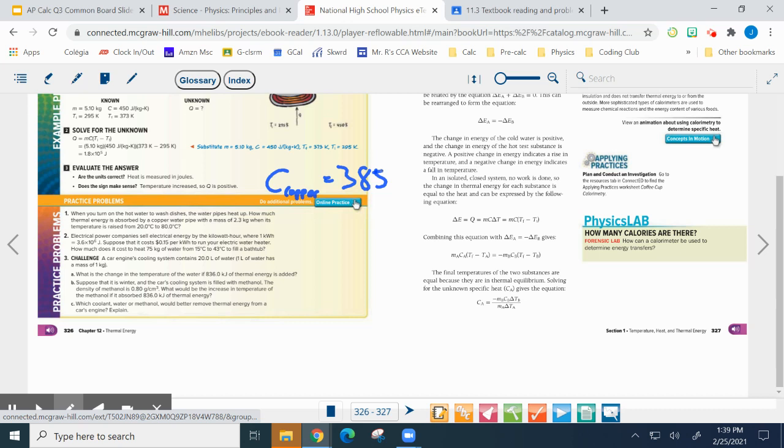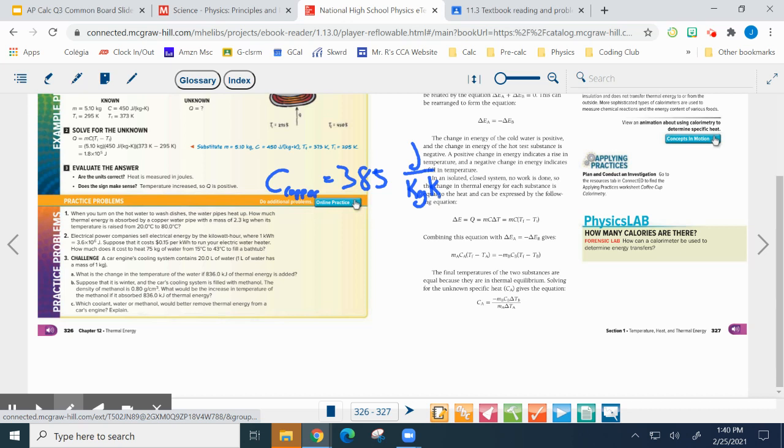That's joules per kilogram per degree Kelvin. So remember, that'll be 0.385 because on the internet it might say per grams instead of kilograms. Okay, so you turn on the hot water to wash dishes. The water pipe heats the pipes up. How much thermal energy Q is absorbed by the water pipe with a mass of 2.3 kilograms when its temperature is raised from 20 to 80 degrees Celsius?